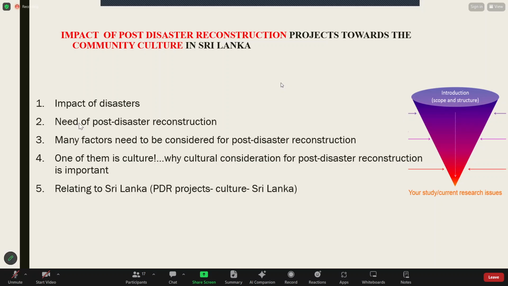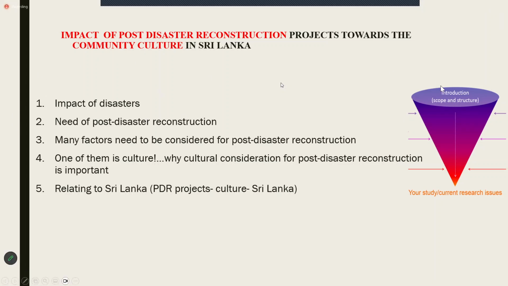So starting from the broader literature, the impact of disasters, which will be distantly related literature, somewhere fits here, right? And then we are going to narrow it down to post-disaster reconstruction, and then the factors that we need to consider for post-disaster reconstruction, and then on to the cultural factors, right? So all these will be done through the global literature. And finally, we are relating it to the Sri Lankan context, right?